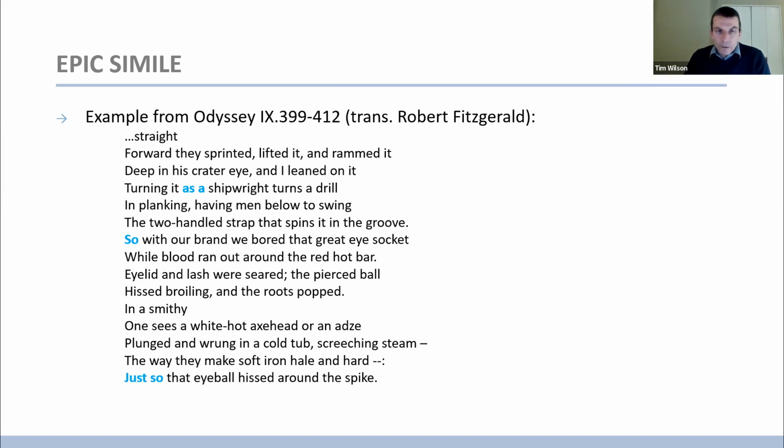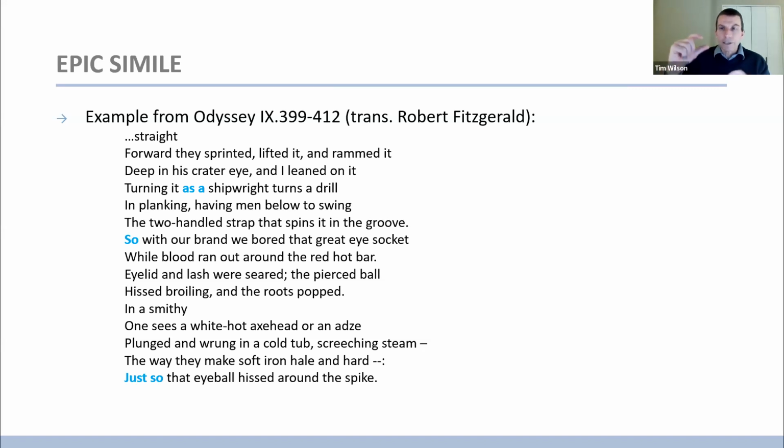"In a smithy," so a blacksmith's work area, "one sees a white hot axe head or an adze," so these tools that the blacksmith's been working on and they're white hot, "plunged and wrung in a cold tub, screeching steam, the way they make soft iron hale and hard. Just so that eyeball hissed around the spike."